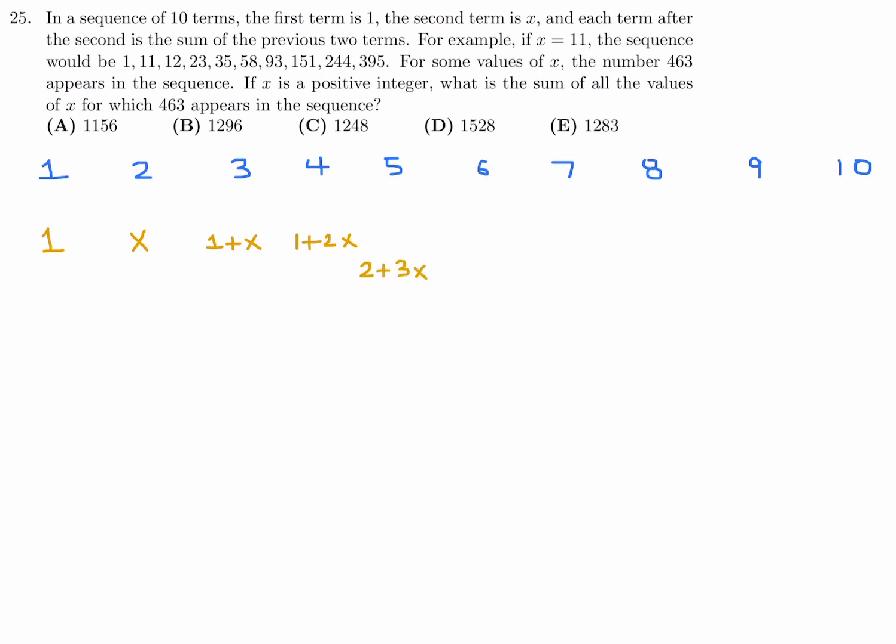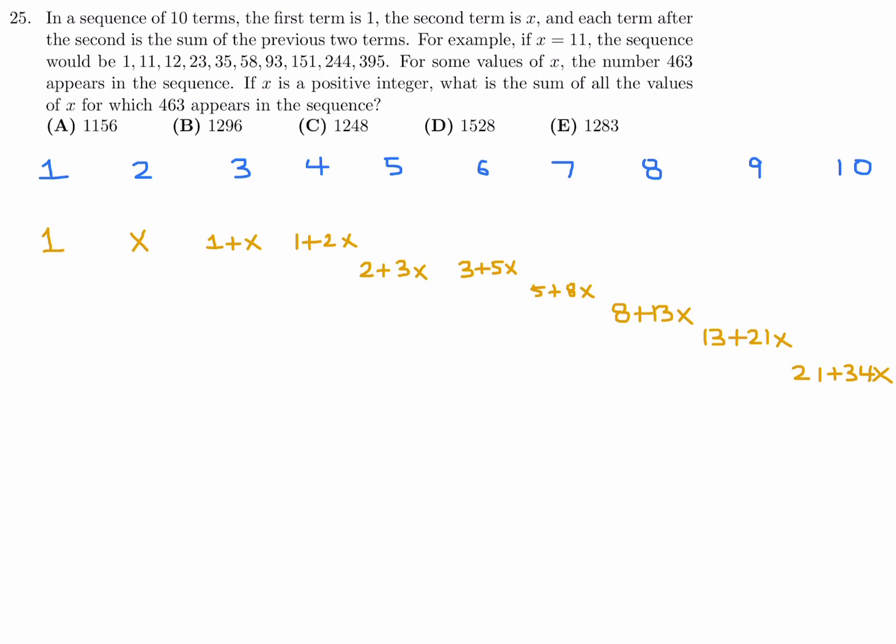And so on, right? So I'll just fill them all in. We've got here 3 plus 5x. And then we have 5 plus 8x. And then 8 plus 13x. 13 plus 21x. And the last one would be 21 plus 34x. So as long as you don't mess up on the math there, this should be fine.